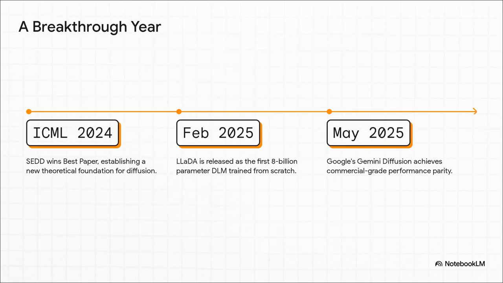And look, this isn't just some wacky idea from a research lab anymore. Not at all. The last year has been an absolute watershed moment for this tech. We've seen foundational papers win Best Paper at major conferences, we've seen big open source models get released, and we've even seen Google's model hit commercial-grade performance. This thing is real and it works at scale.